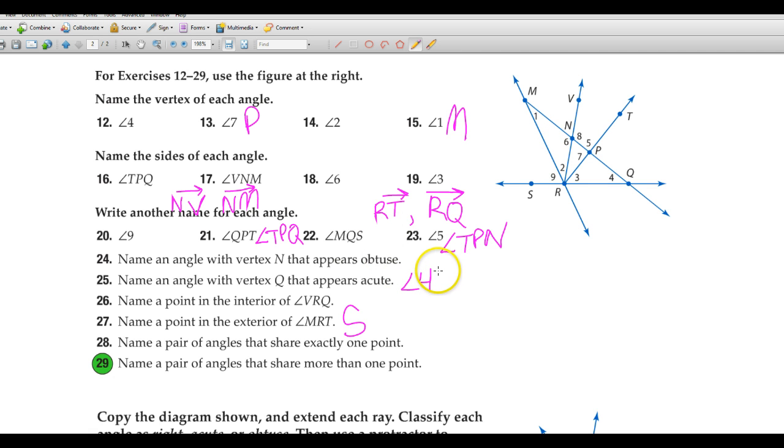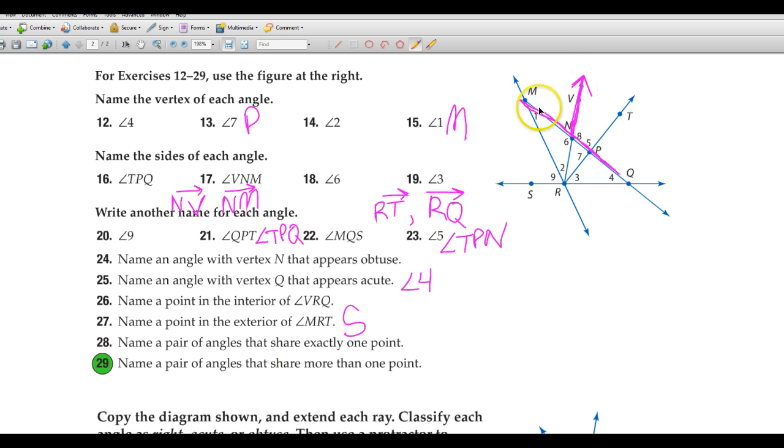Number 29, name a pair of angles that share more than 1 point. Okay, so we could have adjacent angles. Adjacent angles share more than 1 point. So a good example of that would be this angle and this angle, because they share this side right here. They're adjacent.